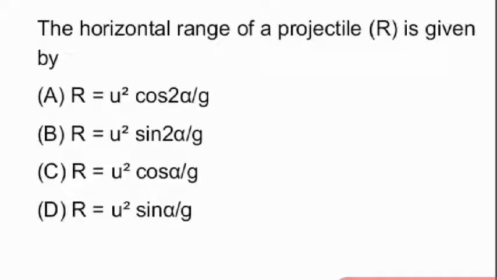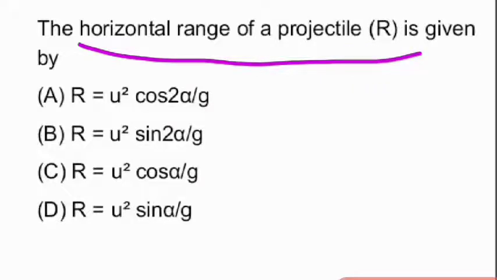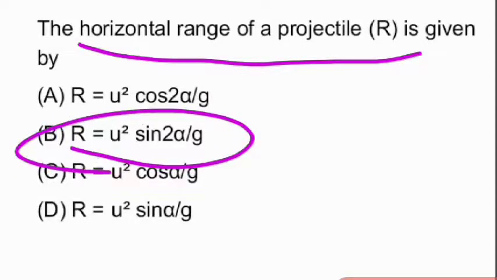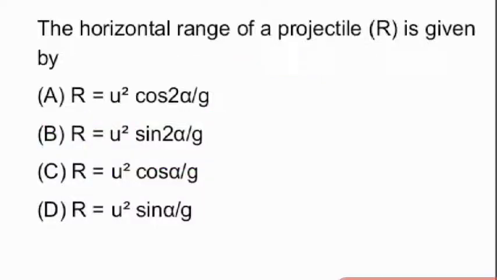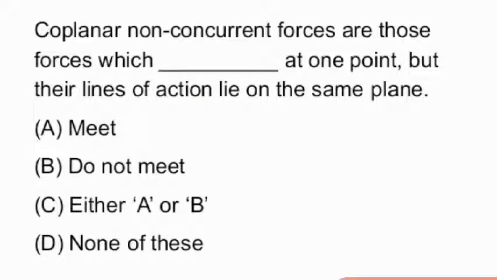Next one is, what is the horizontal range of a projectile given as? The horizontal range of a projectile is given as R equals u square sine 2 alpha by g, where u is the initial velocity, g is the gravitational acceleration and alpha is the angle of inclination. So our answer is R equals u square sine 2 alpha by g. Option B is the right answer.